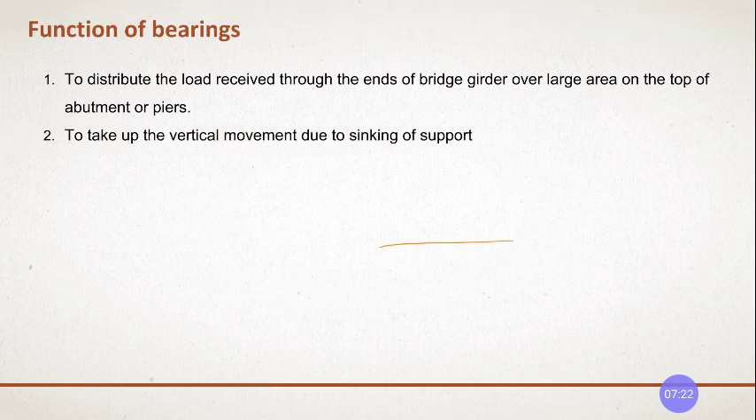Next is to take up the vertical movements due to the sinking of supports. What does it mean? Because of the applied pressure above it, it will try to sink. The superstructure will try to sink because the span length is larger. It is talking about the deflection. Vertical movement is nothing but the deflection, right?